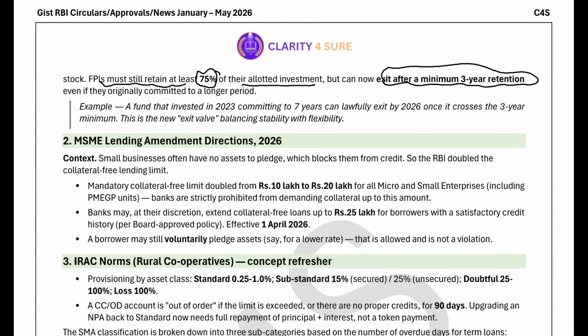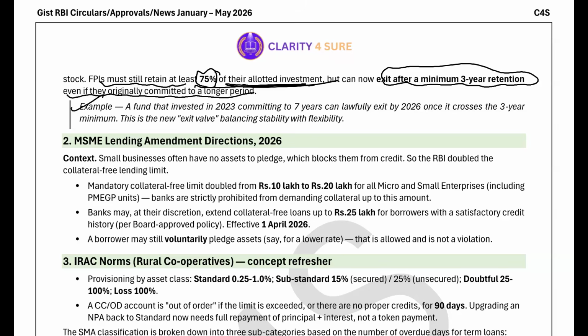कितना year retention पे exit कर सकते हैं? After 3-year retention, even if they originally committed to a longer period. Even if they are committed for 5 or 7 years, they can exit after 3 years of retention. Is it clear? So FPI must still retain at least, ये याद रखना, 75% of their allotted investment. This is all about the news.